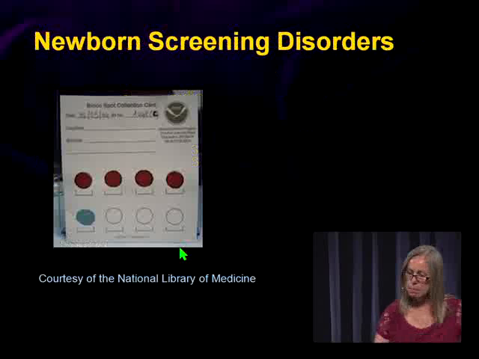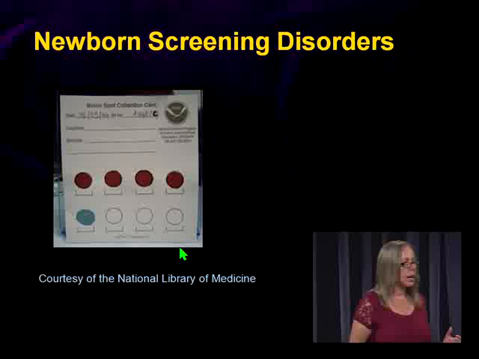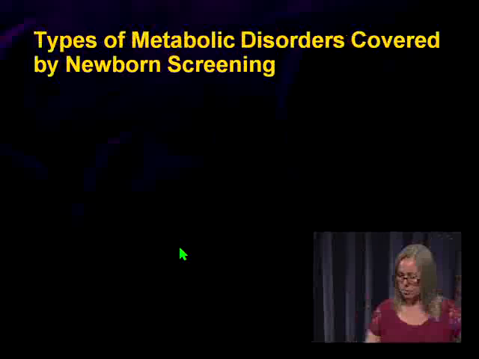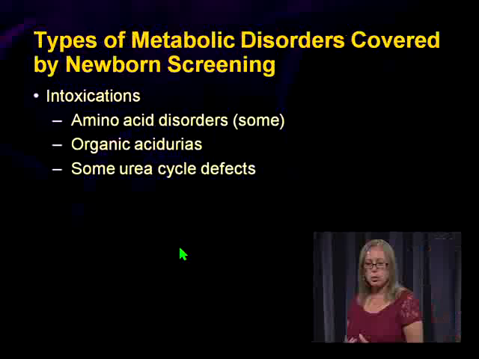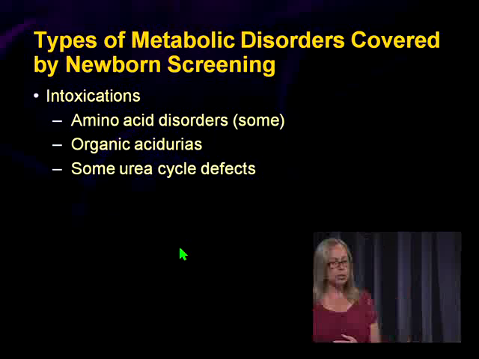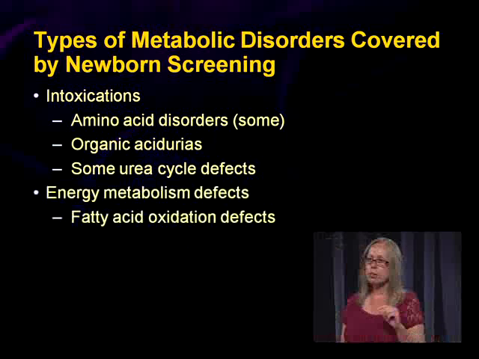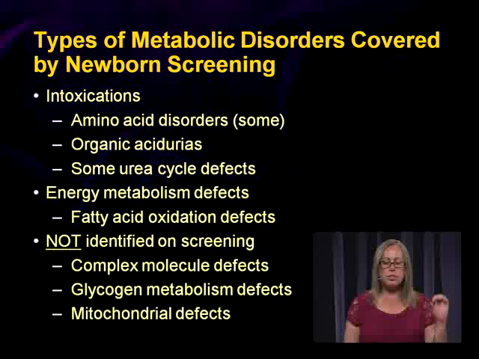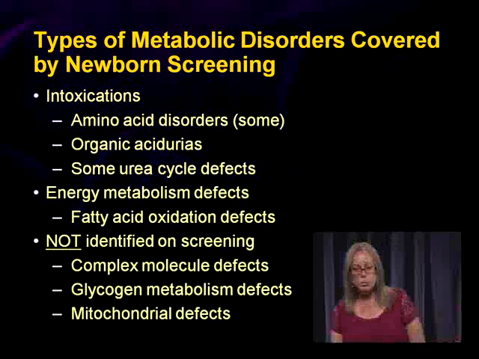All right. So back to newborn screening. Every state does newborn screening. Every state is an independent entity, and so each state gets to pick independently what's on their state screen. So the types of things that are screened for are intoxication, so some of our amino acid disorders, or organic acidurias, and some of the urea cycle disorders are seen and picked up by newborn screening. Energy metabolism defects, such as fatty acid oxidation disorders. Things that are not identified on screening: complex molecule problems, glycogen metabolism problems, and mitochondrial defects.